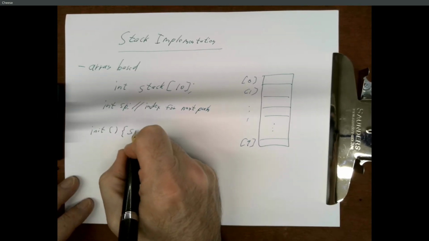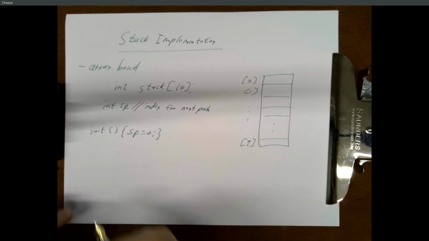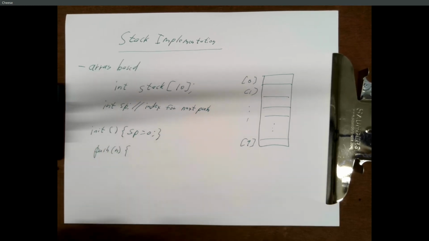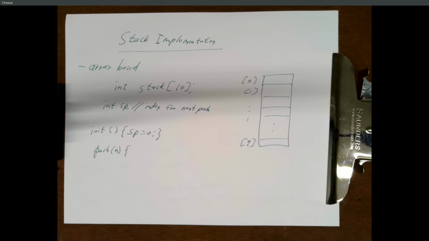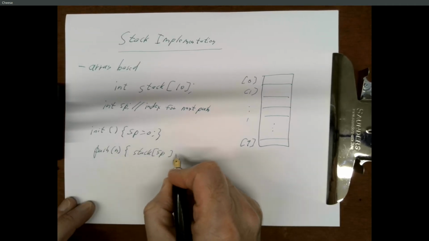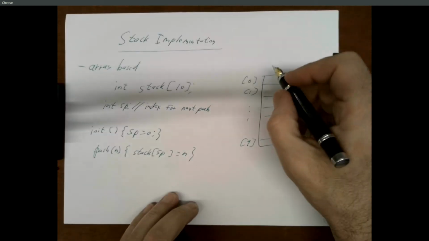So my initialization routine just has to say, set the stack pointer to 0. My push: if I want to push some number n onto the stack, all I have to do is store it at the location given by stack pointer. So this is just stack bracket SP equals n. Let's take the number you want to push, store it in your stack array.